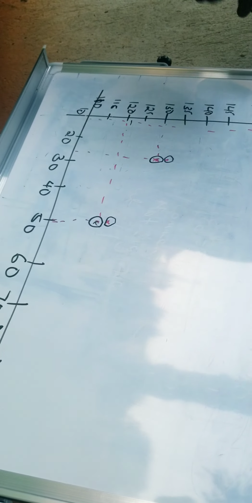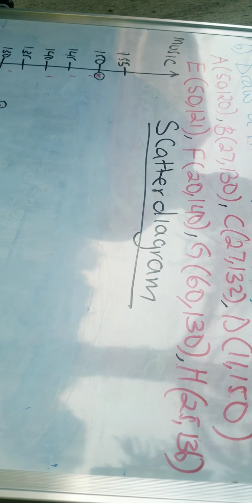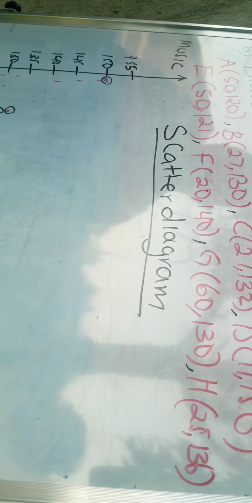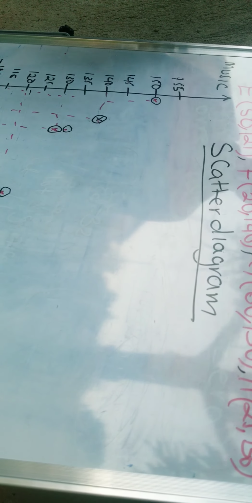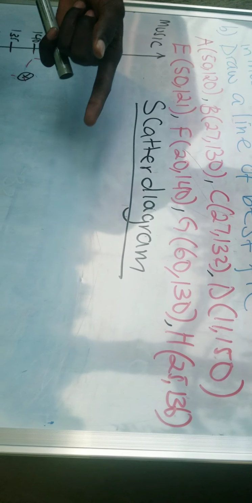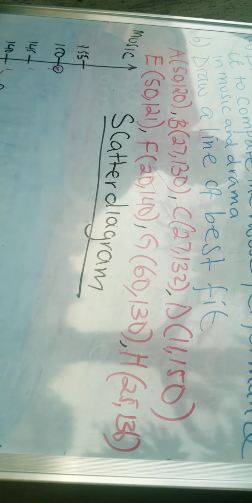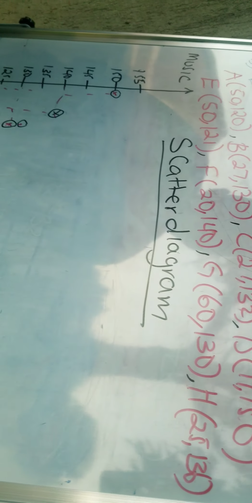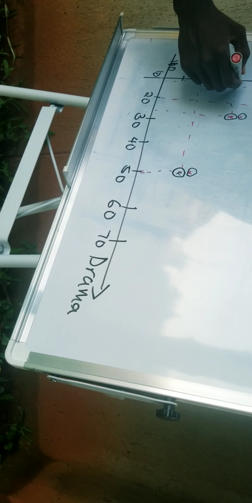I hope we all know how to plot. We go ahead and have 20 and 140. So we shall have 20 here, and then we have 140 here. So our point is going to be around here. We are simply plotting like we did in our primary 6 or 7. So we have 60 and 130. We look for 60. It is here. And then 130 will be up here.